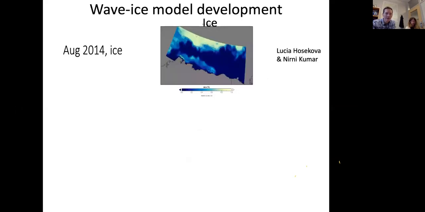The second part of this project is all about being able to model this and forecast this. So I'll just show a few things on how we're doing that. These are some examples for the modeling effort from 2014, because we had data in 2014, and so we're doing hindcasting of that. And again, this is Lucia's work, and Nirni Kumar and Eric Rogers helping with this.